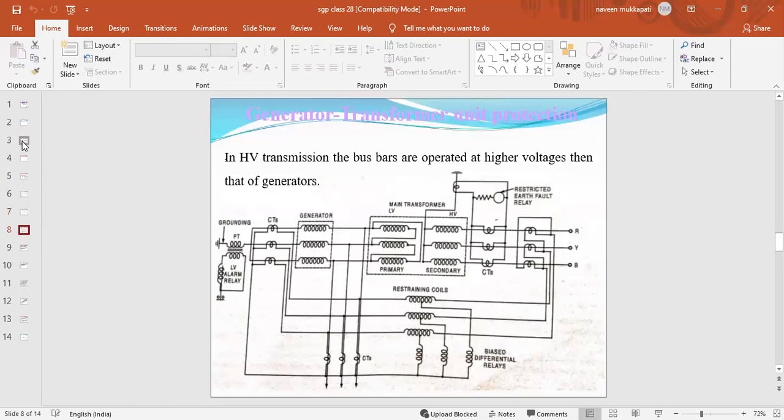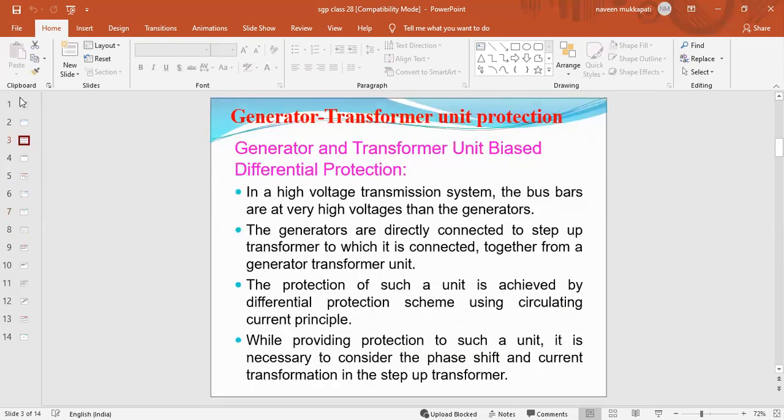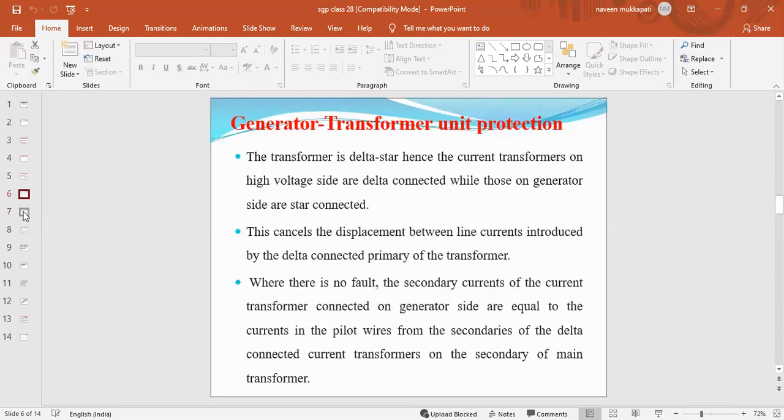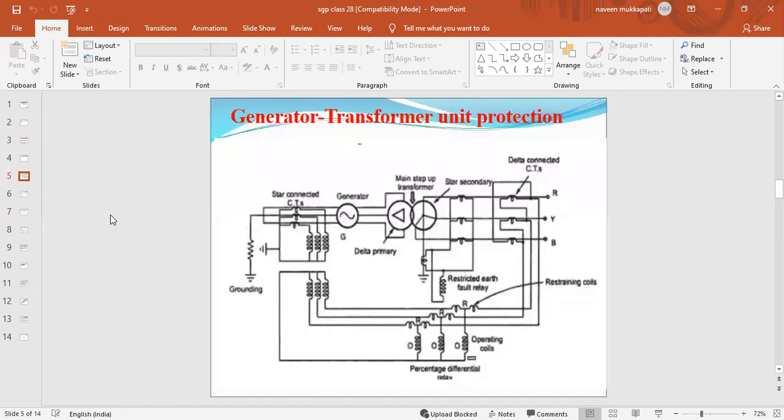First, coming to the restricted earth fault protection, we use a separate connection diagram for it, in which we use the restricted earth fault relay. This is a differential type of protection. This differential protection gives protection against phase faults, overloadings and phase to earth faults.